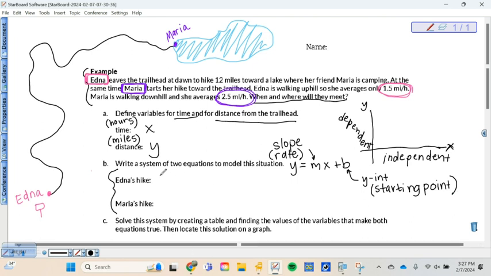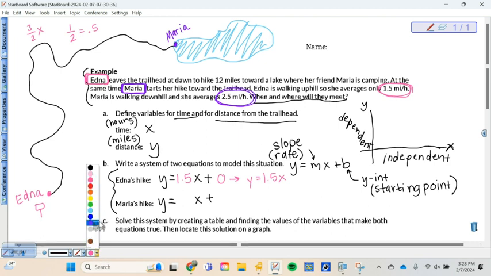All right, so let's write our two equations. It's going to be y equals mx plus b, but we're going to replace m and b. So for Edna, what is her starting point? How far away is she from the trailhead when she starts? Yeah, so how far away from it is it? Zero. Good. Okay, and what's her rate? 1.5 miles per hour. So y equals 1.5x plus zero, or I could just write it like this, y equals 1.5x. Not 1 over 2, that's 0.5. It would be 3 over 2. You could do that if you wanted to.